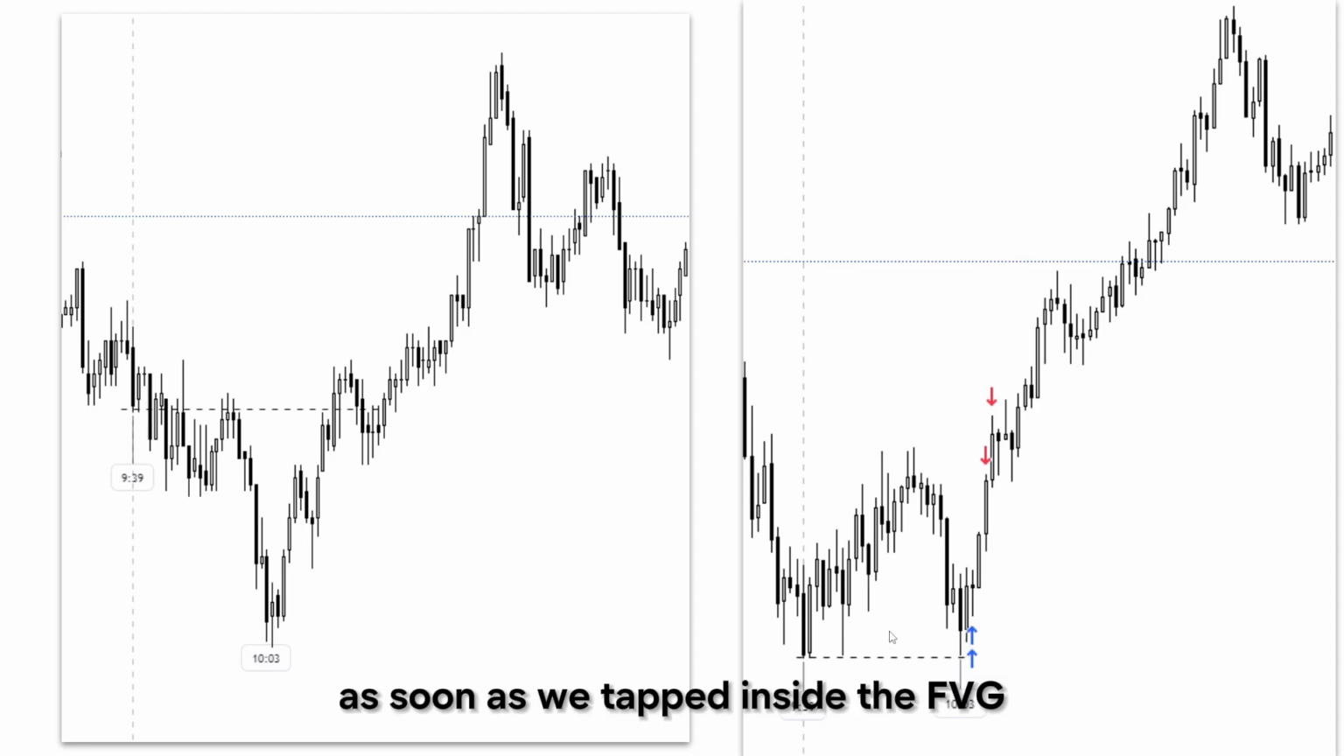As soon as we tapped inside the 1 hour fair value gap on ES, NQ just went up and took this high in a few minutes. This is the 1 minute chart, by the way. And the same high is right here on ES. So as you can see, it was struggling to go up, it went down, and then it took the high much later. And yes, NQ was already all the way here, right?